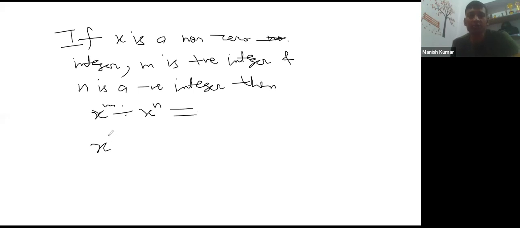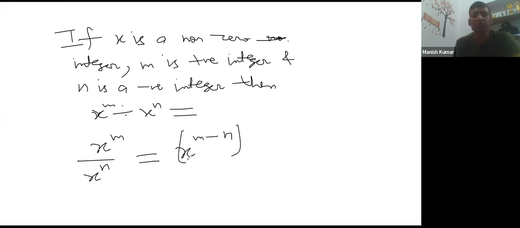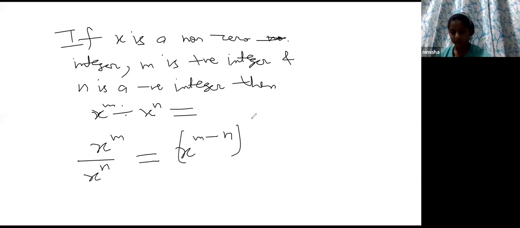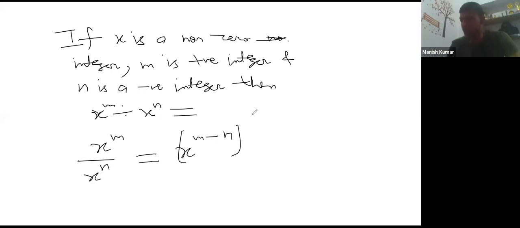x to the power m divided by x to the power n, where n is a negative integer, it is written. So it will be equal to whatever it may be. We know x to the power m minus n is always written for division. Exponents get subtracted. Is it the option given? Yes. So there should not be any doubt in this. It has been done before also. Take a screenshot. Taken.